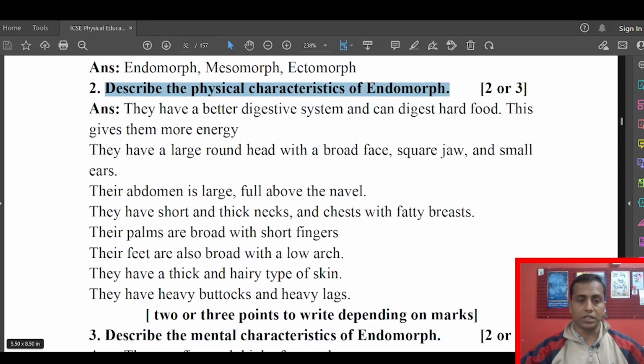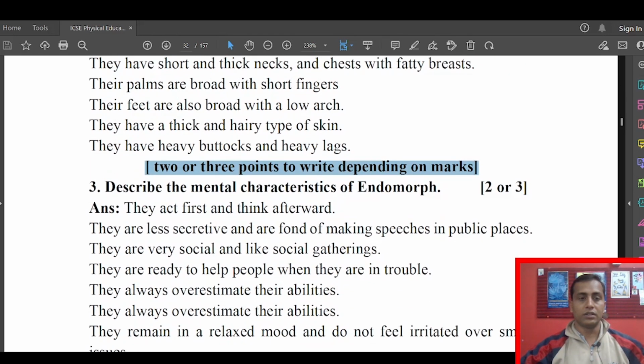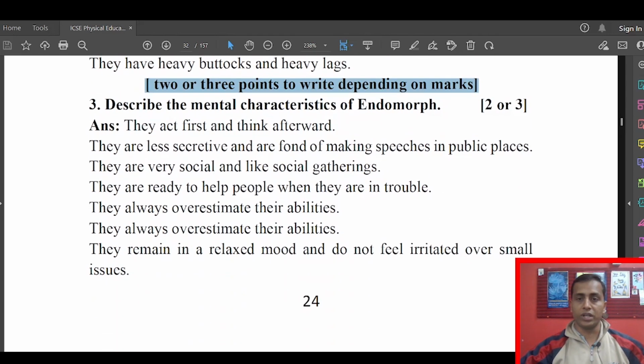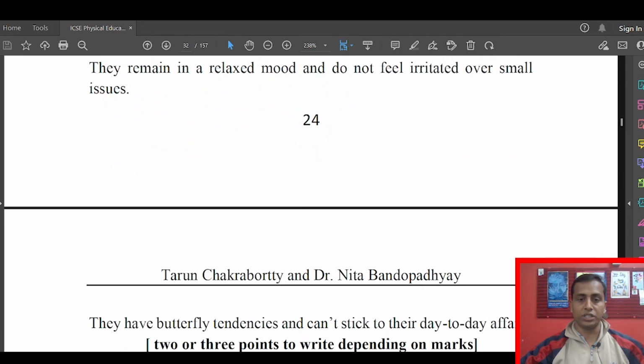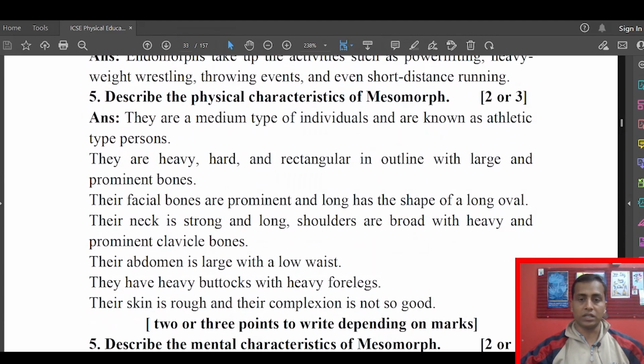So as you can see, it is written with 2 or 3 points to write, depending on the marks. If there is a 2 marks question, you have to write 2 points. If you have a 3 marks question, then you have to write 3 points from this particular section. In the same way, the ectomorph, endomorph, all these things are written, mental as well as physical description given.